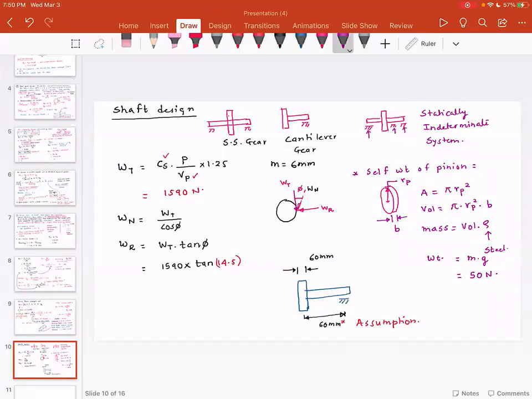Once you have that, let's try to find out the total load that is coming on this pinion. So we have WR. Also note, along with WR, we have the self-weight of the pinion, which means the total load in the downward direction is WR plus W, WR plus W. And please note, this is small w, this is weight. This is the radial load, and this is the self-weight.